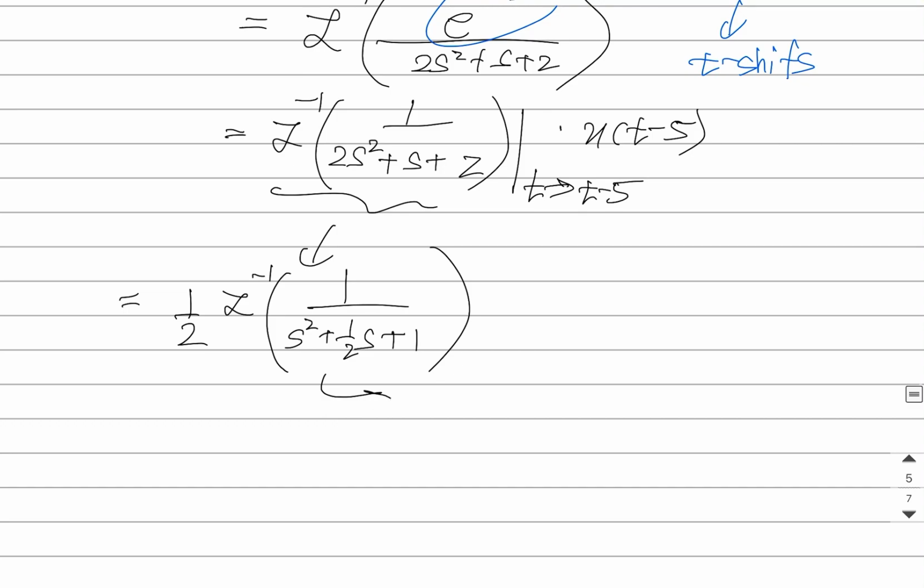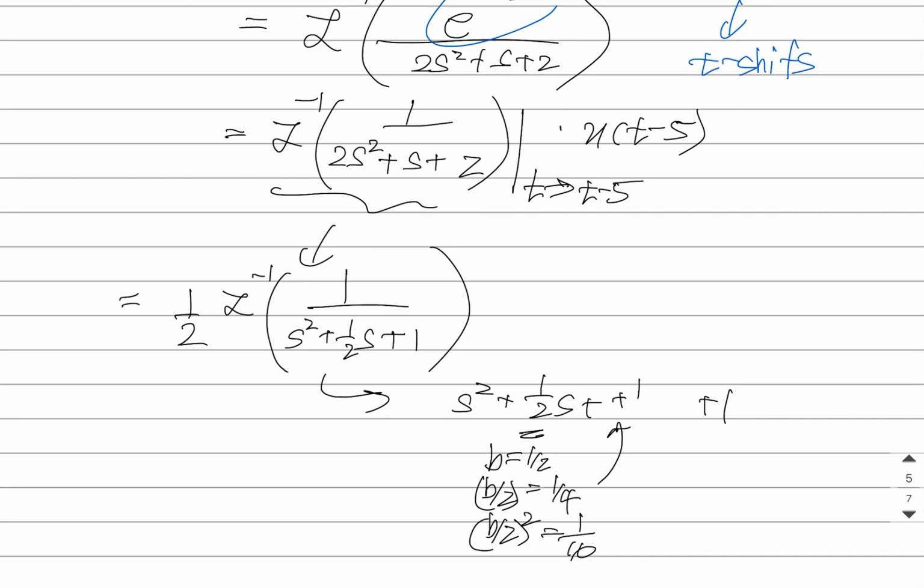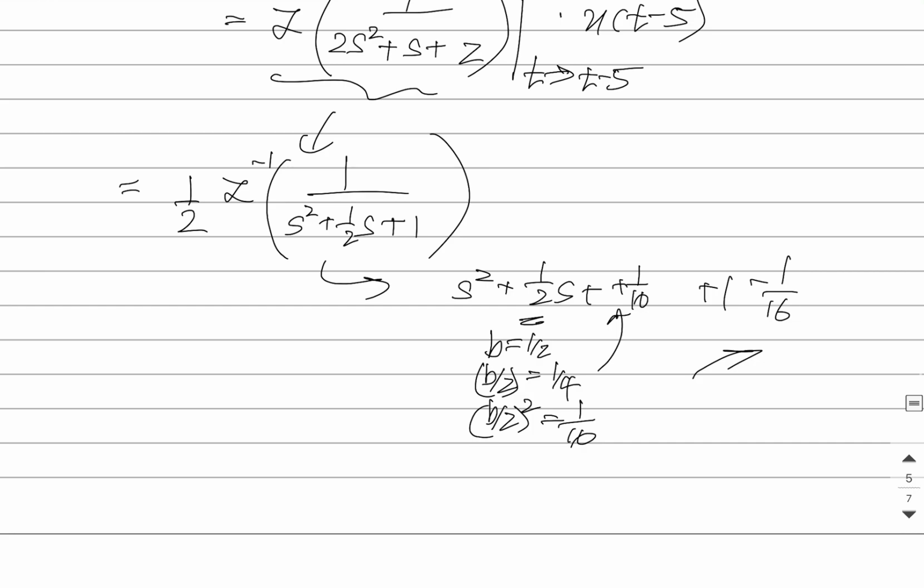And we can complete the square. We'll have an s squared, 1 half s, and then we'll put the 1 here. The b is a half. B over 2 is 1/4. B over 2 squared is 1/16. So if I put in a 1/16 and take out a 1/16, the purpose of doing this is to write it as a shift. And it will always be a shift with whatever the value of b over 2 is. So it'll be s plus 1/4 squared plus 15 over 16.